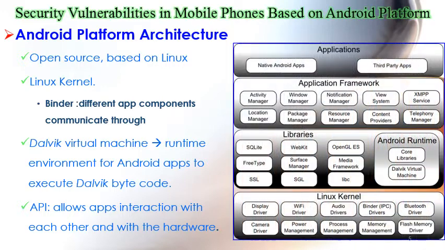Android platform architecture. Android was designed to be open source software based on the Linux kernel. The Linux kernel contains some hardware drivers, one of them called Binder, through which the different application components communicate. Another important component is the Dalvik virtual machine, which provides the runtime environment for Android applications. Also, there is an API that allows different applications to interact with each other and with the hardware.